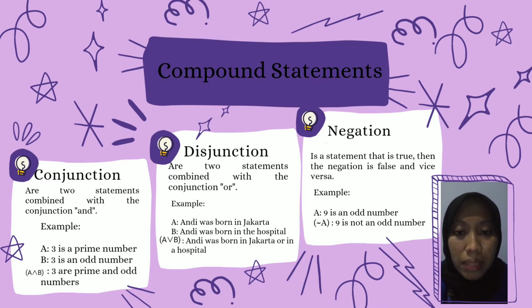The second compound statement is disjunction. Two statements combined with the conjunction or. For example, statement A, Andi was born in Jakarta. Statement B, Andi was born in the hospital. So, A disjunction B is Andi was born in Jakarta or in a hospital. The third compound statement is negation. If a statement is true, then its negation is false, and vice versa. For example, statement A, 9 is an odd number. So, the negation of A is 9 is not an odd number.